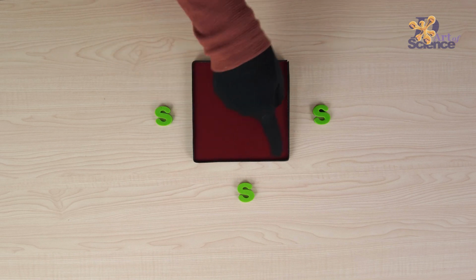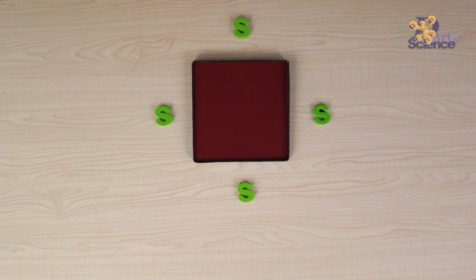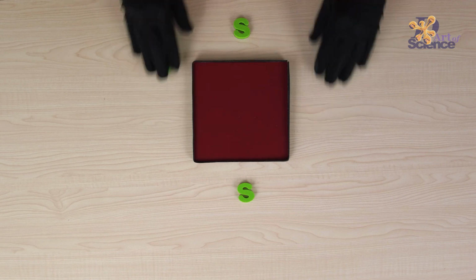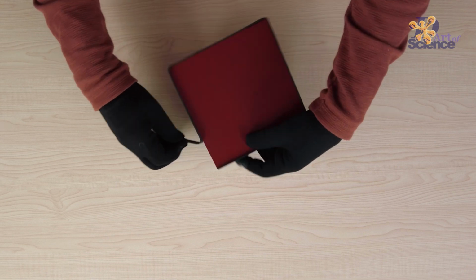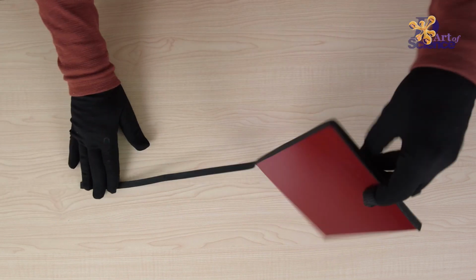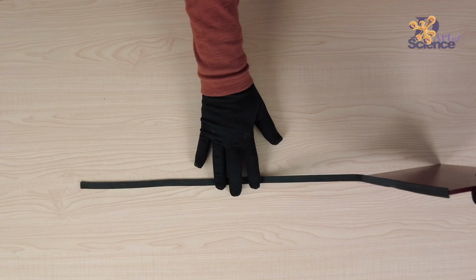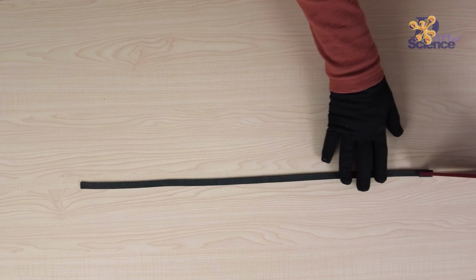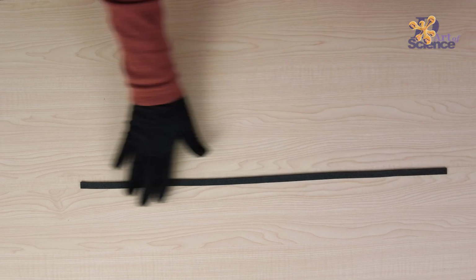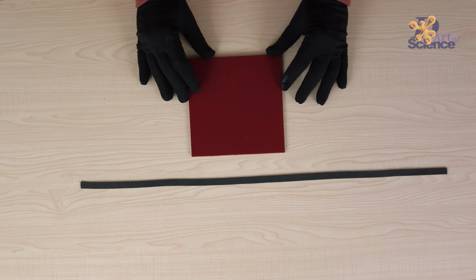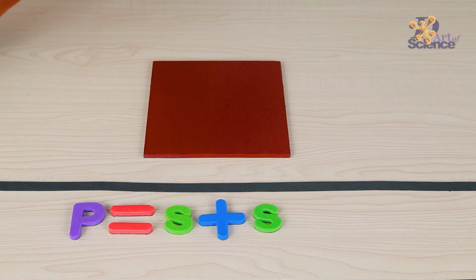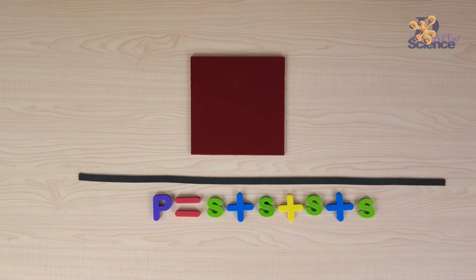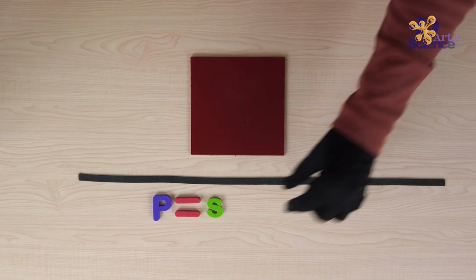Since all the sides of a square are equal, we'll name them S for sides. Let's take this square and unfold its sides. Notice how this ribbon, which was along its sides, made the entire boundary, and the boundary, as we know, is called the perimeter of a shape. Perimeter of a square will be the side plus side plus side plus side, and this equals 4 times side.